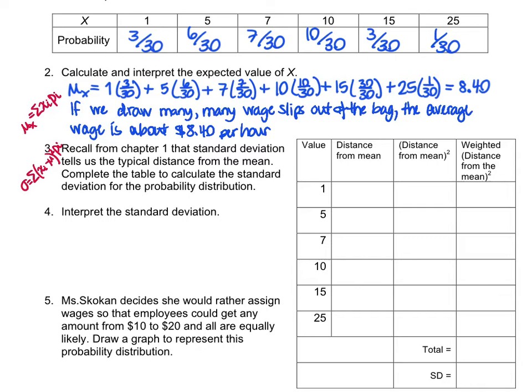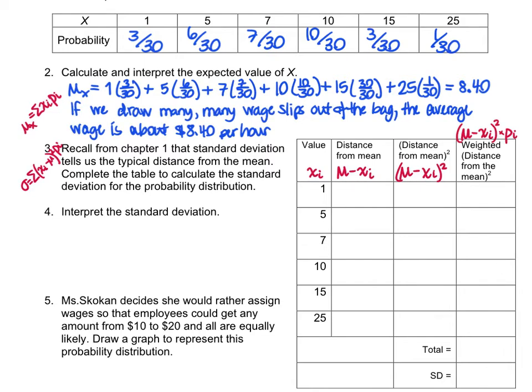So we're going to start out by filling in the table. In the value column, it's going to be the specific individual possible outcomes. The distance from the mean is going to be mu, or the mean, minus each of the individual values. The distance from the mean squared is the distance from the mean squared. And the last column is going to be the previous column times the probability for that specific outcome.